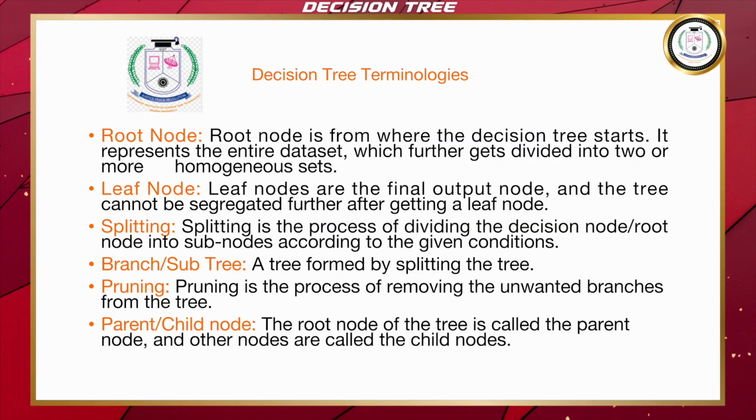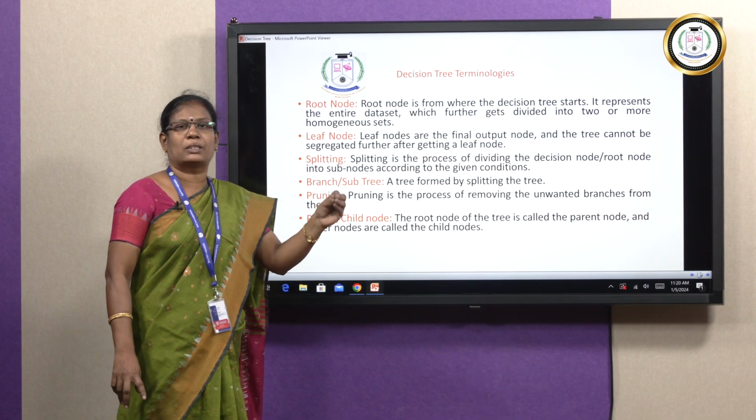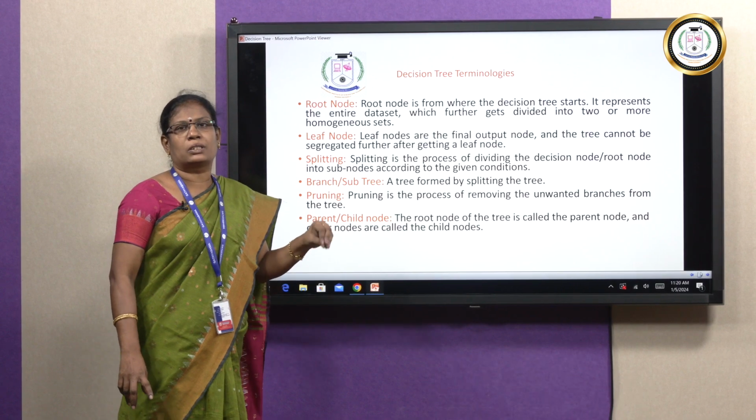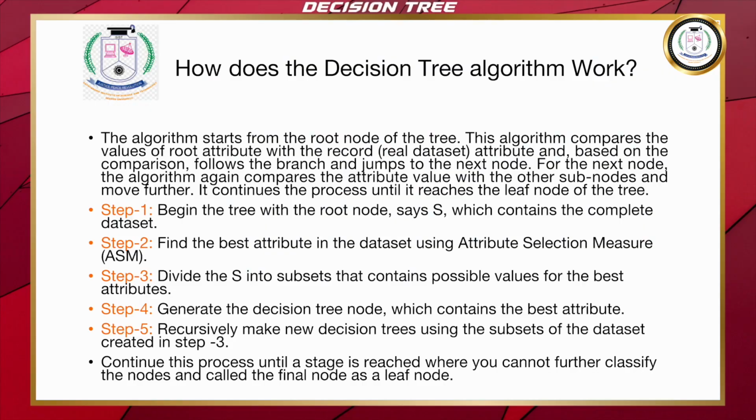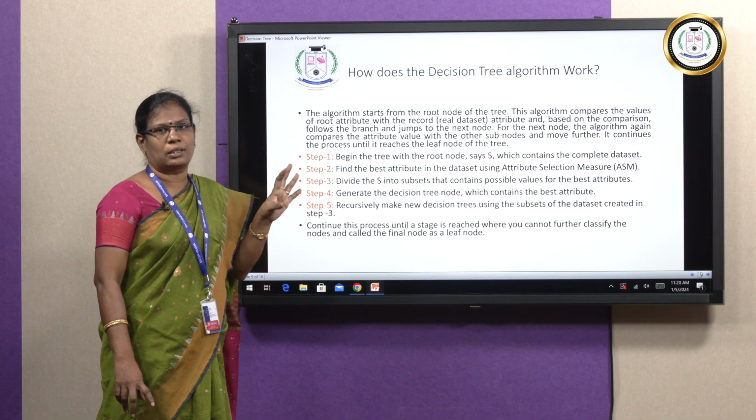Pruning is to delete the unwanted nodes, parent or child nodes. The root node is always called the parent node, and the remaining nodes are called child nodes. So how does the decision tree algorithm work? It is based on questions and answers only.